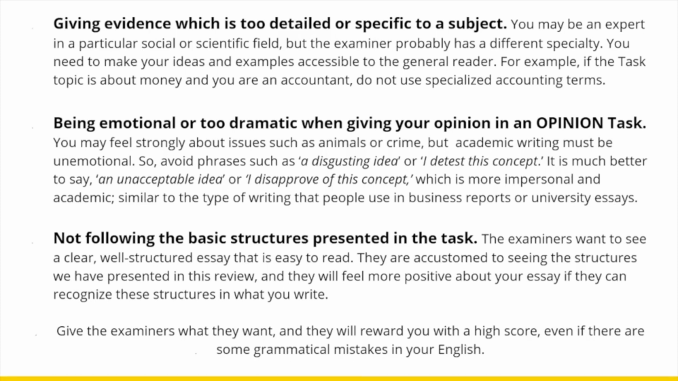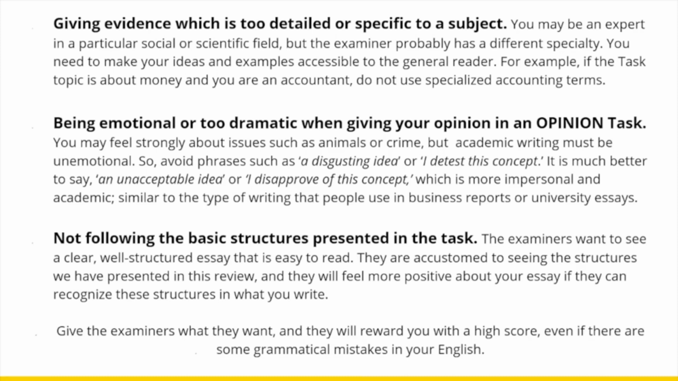And the following point we have is being emotional or too dramatic when giving your opinion about a certain topic. Sometimes students feel very passionate or emotional talking about some specific topics such as animal cruelty or maybe religion or politics. So try to be less emotional talking about these types of topics and avoid using very strong words such as disgusting, detest, unacceptable, I disapprove. These types of words are not a good idea to use during your academic writing or even speaking as well. So just remember to be very respectful and less emotional talking about such topics.